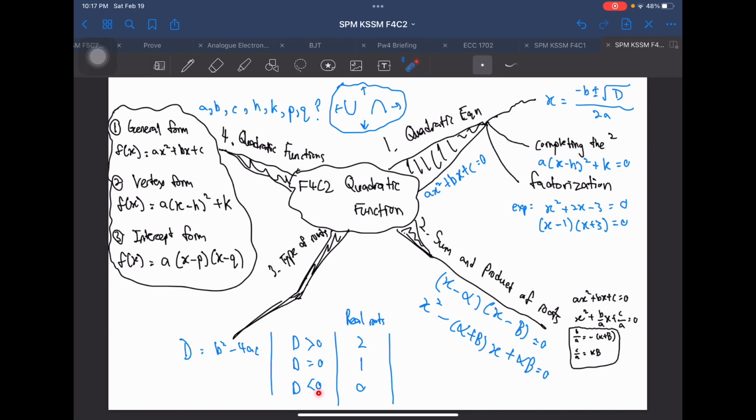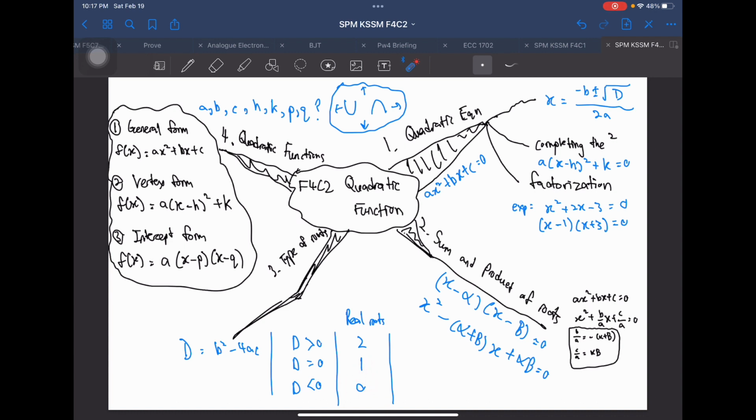And if the discriminant is less than 0, there are no real roots, and the solutions of this quadratic equation are imaginary. You will learn this in complex numbers in the future if you would like to take engineering modules.